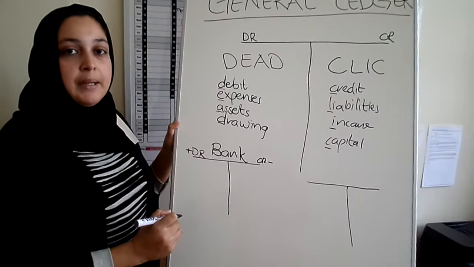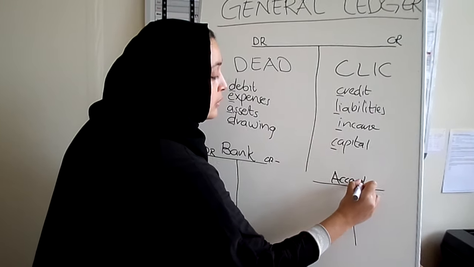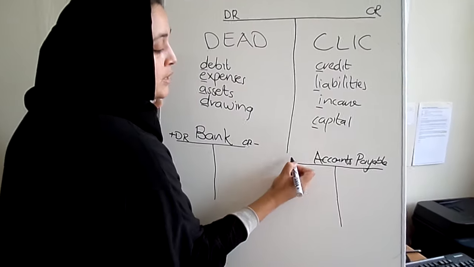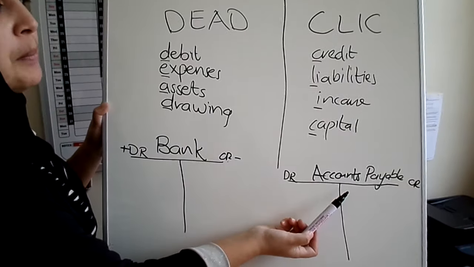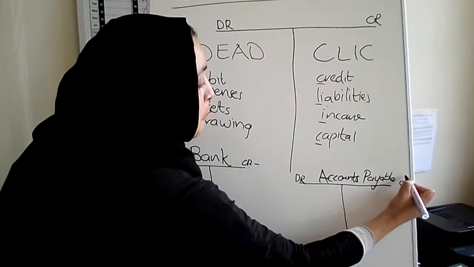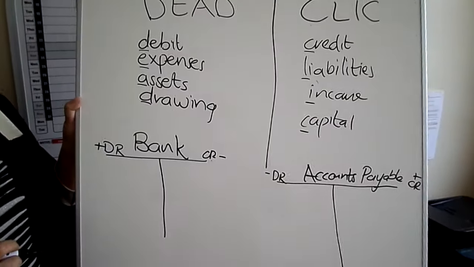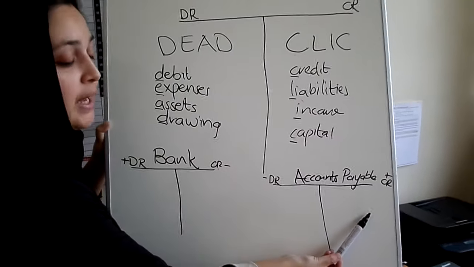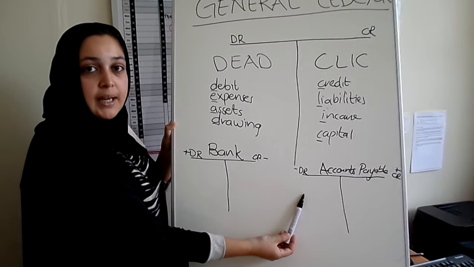Let's open up a liability. So we're going to open up accounts payable. And again you do the same thing. Debit is on the left, credit is on the right. But for liability, liabilities increase on the credit side. So your plus will be on the credit side and your minus will be on the debit side. So when something increases the liability, it will go on that side. And when something decreases the liability, it will go on the debit side.